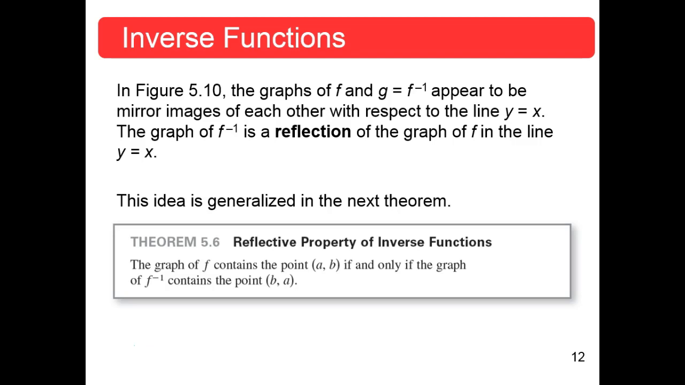So in that figure, we saw the graphs of f and f inverse, f and g, which is f inverse, appear to be mirror images of each other with respect to the identity function y is equal to x. The graph of f inverse is a reflection of the graph of f across y is equal to x. So this idea is generalized in this theorem. The graph of f contains the point (a, b) if and only if the graph of f inverse contains the point (b, a). Well, that's exactly what we did. When we had a function, we just interchanged the x and the y to get its inverse. And that's exactly what we get here.